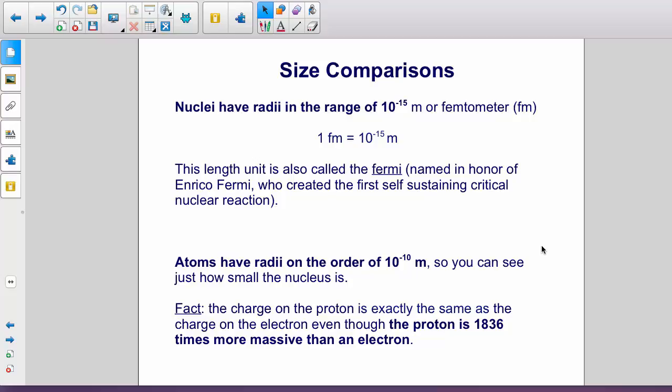What's also really amazing is that the charge on the proton is exactly the same as the charge on the electron, even though the proton is 1,836 times more massive.